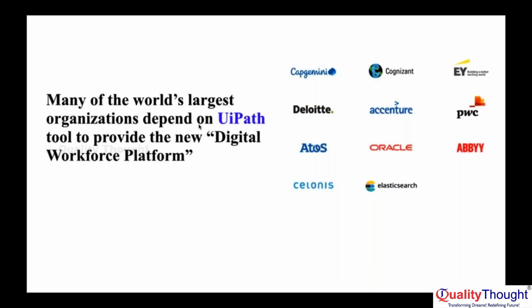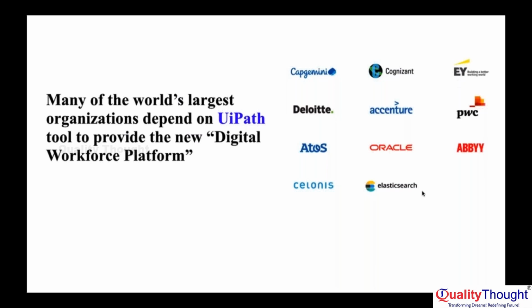And these are also, just to name a few, companies that are currently using it. This is a slide that I picked up from the UiPath website. These are the companies that are currently using UiPath at a big scale, so you have potential chances to get into a few of these companies that require UiPath experts. Capgemini, Cognizant, EY, Deloitte, Accenture, PwC, Atos, Oracle, and Elasticsearch. There are a few pretty good product companies that are actually looking for UiPath professionals, and you could be one of them if you are really lucky. So good luck with that.